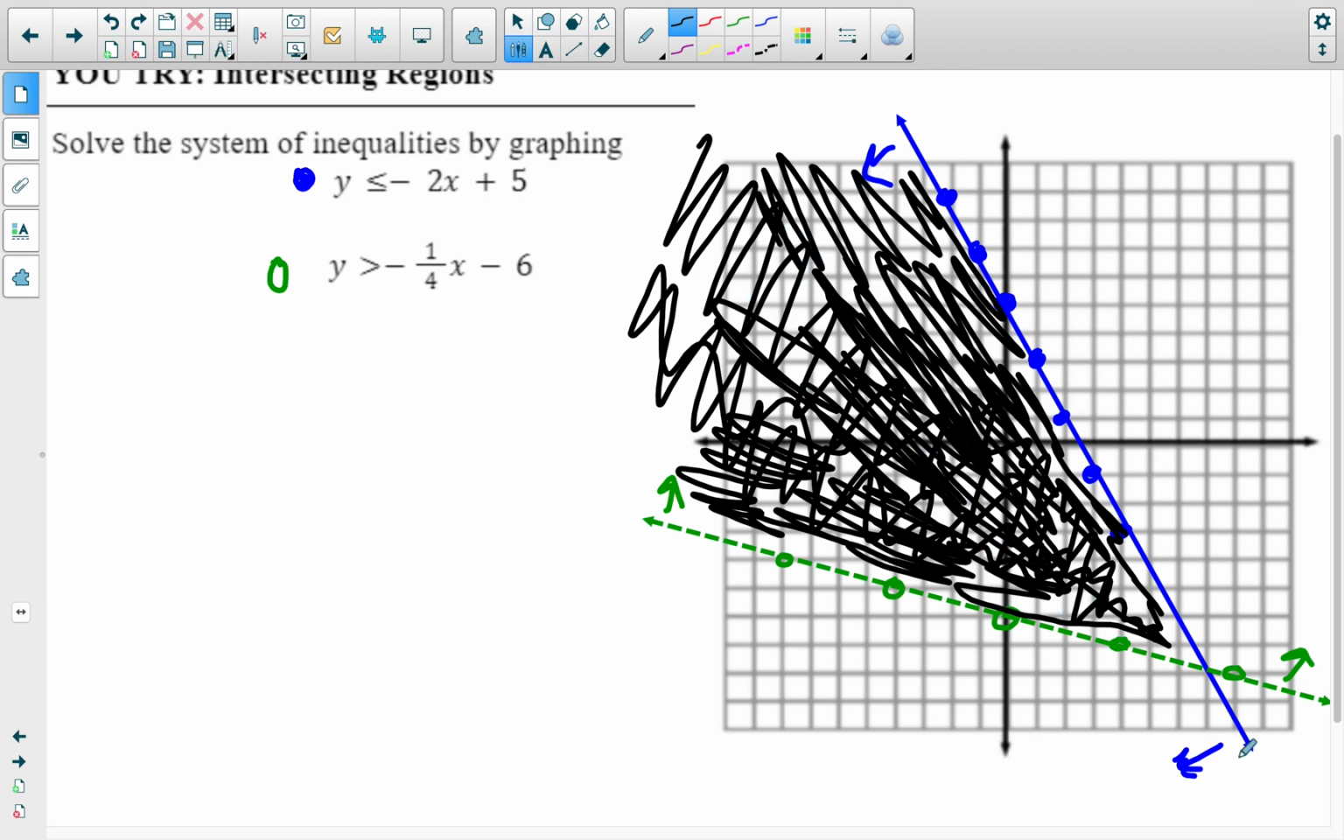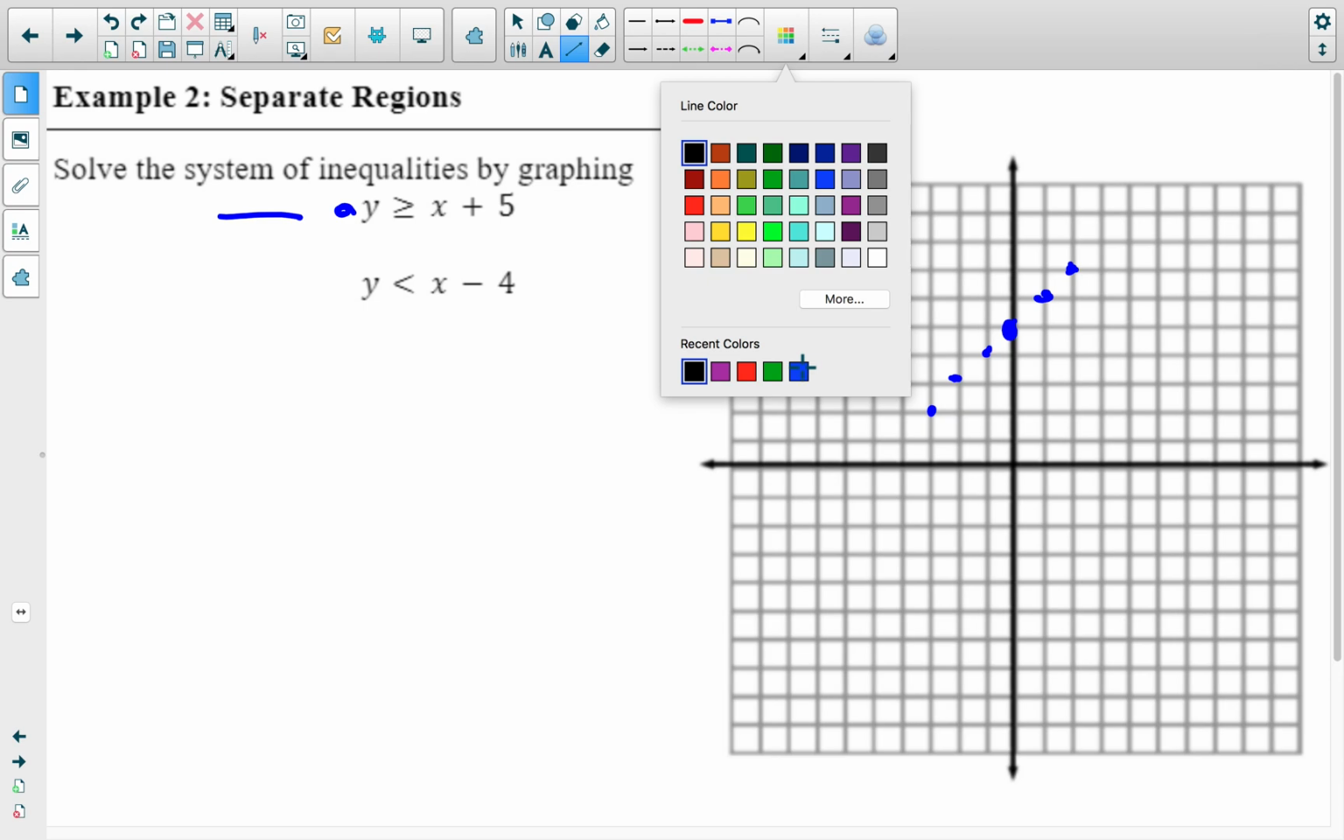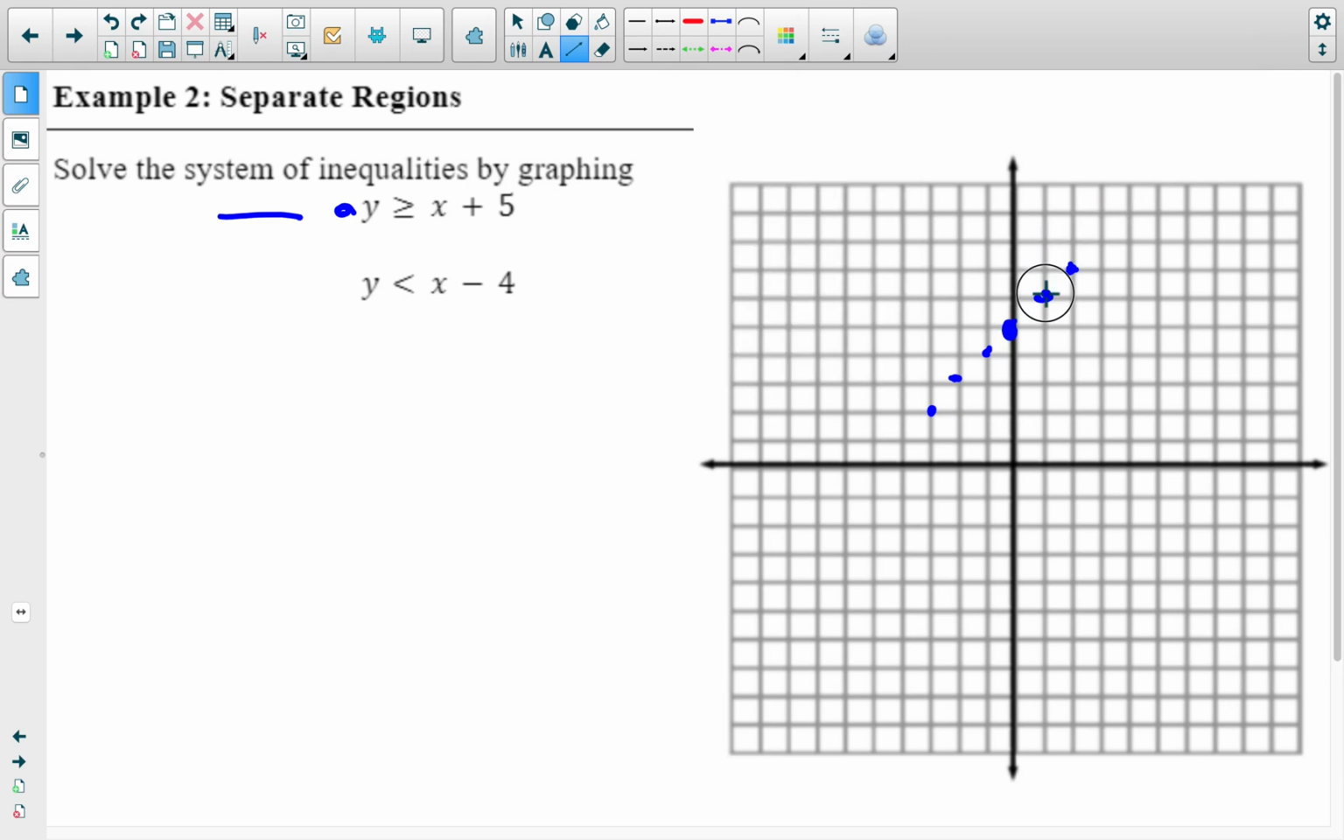Okay, I'm going to move on to the next example, separate regions. So it's going to be similar. We're going to follow the same process. So this top one is going to have a solid line. Y-intercept is at 5, up 1 over 1, up 1, right 1, and keep going, keep going, keep going. So then I can create my solid line with arrows on both ends, and I want it to be blue. And then it can go straight through here.